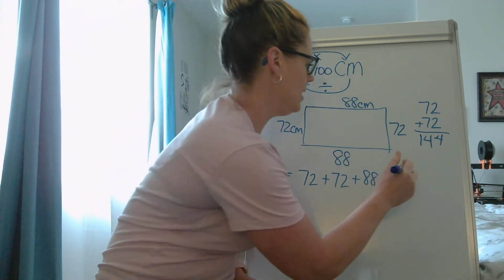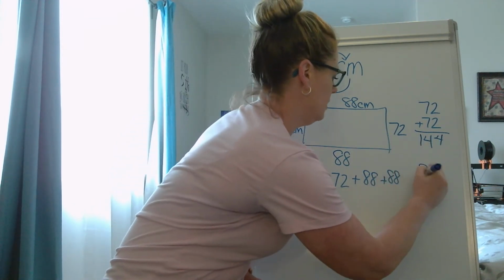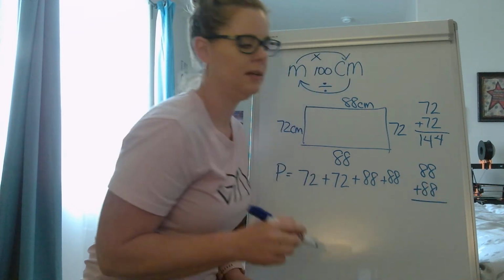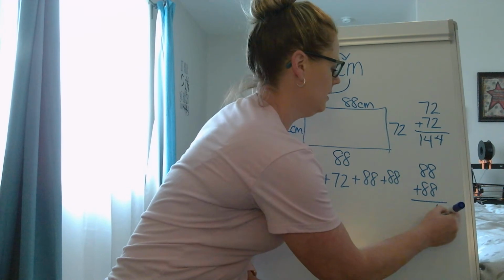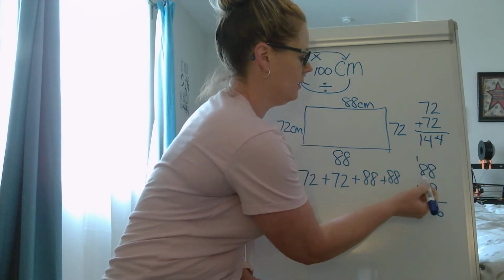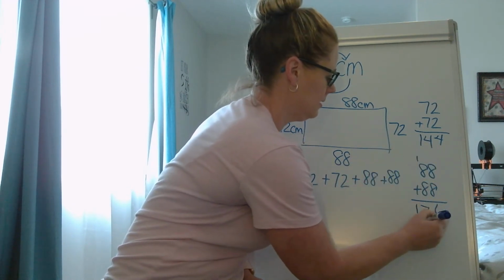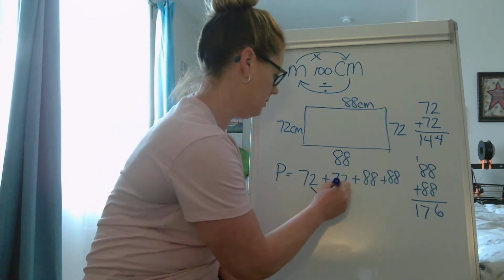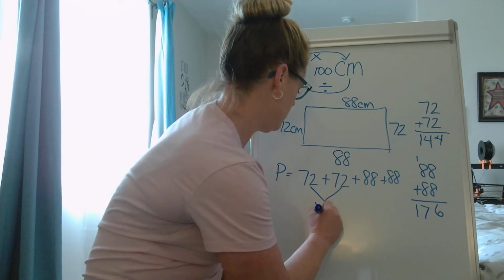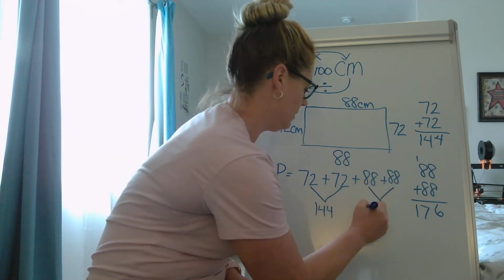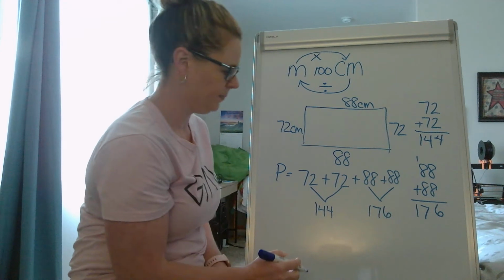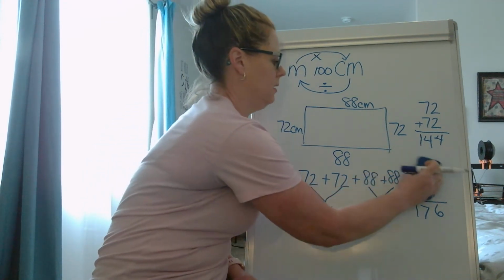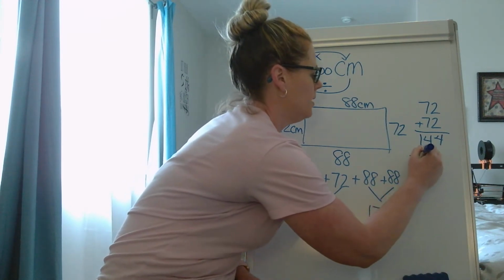And then we have our 88. 88 plus 88. 8 plus 8 is 16. Carry the 1. 16, 17. 176. 144. So this is 144. This is 176. Okay, then we're going to add those two together, 176 right underneath here.